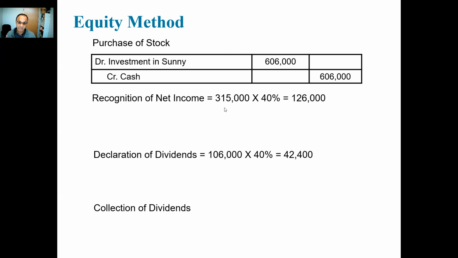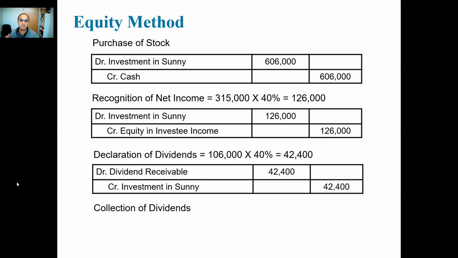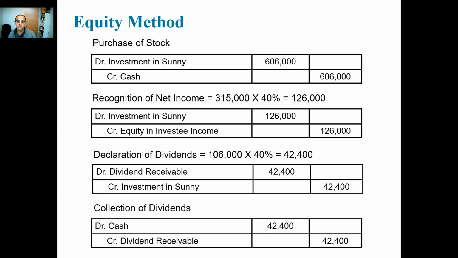Then Sunny declared net income 315. We take only 40% because our ownership, 10% from last year plus 30% this year, makes 40%. And here we debit again investment in Sunny, credit equity in investee income. Then we get also our portion of dividends, which is 40% of 106, and we debit dividends receivable, credit investment in Sunny. And then the same amount has been collected, so we debit cash, credit dividends receivable.